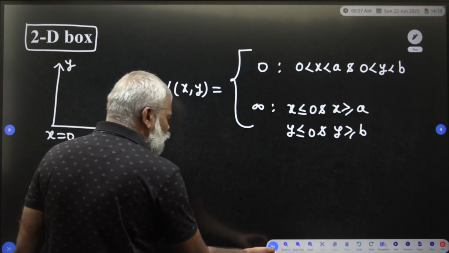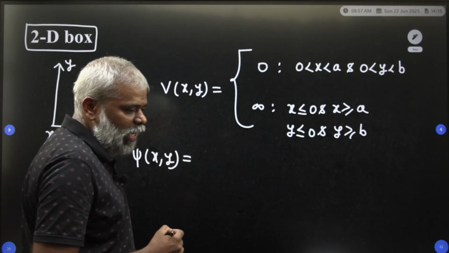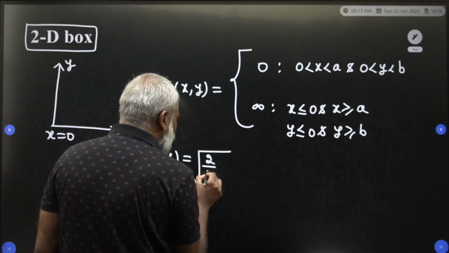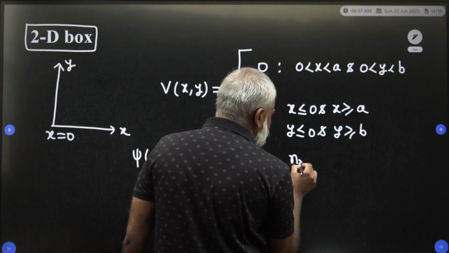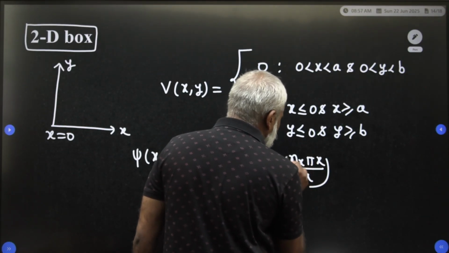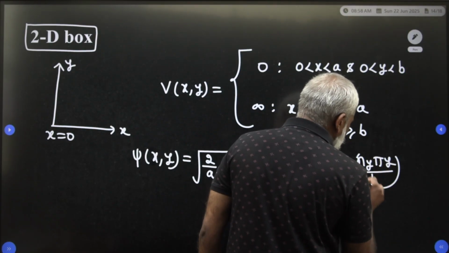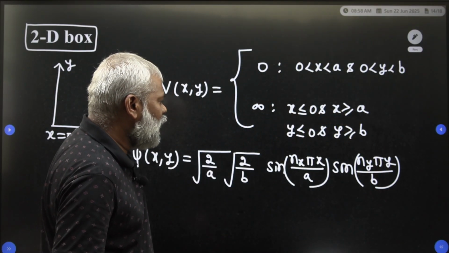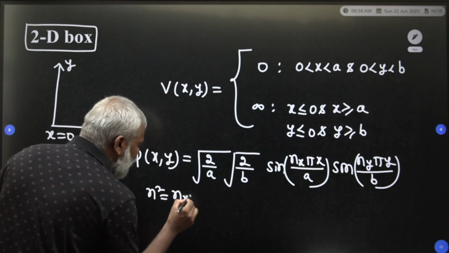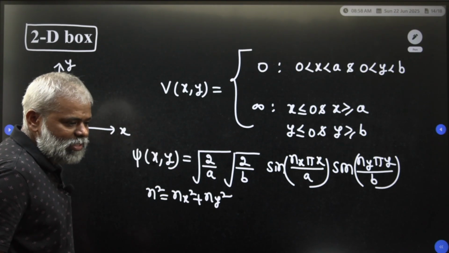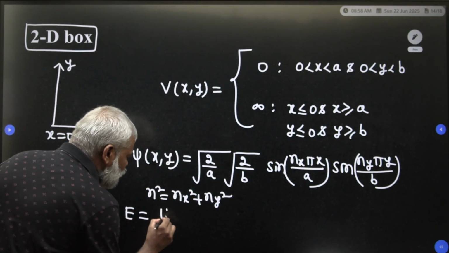If you solve in a similar fashion, you will get the wave function psi of x comma y equal to square root of 2 by a, square root of 2 by b, into sine of nx pi x divided by a, into sine of ny pi y divided by b, where n square is equal to nx square plus ny square.